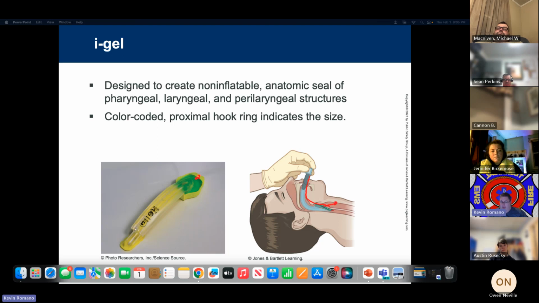This one doesn't have it on there, but there's usually a piece on these devices that comes up on both sides like this. There's a band that goes around the back of the head, and it kind of hooks in and holds it in place. If not, you can tape it down as well.